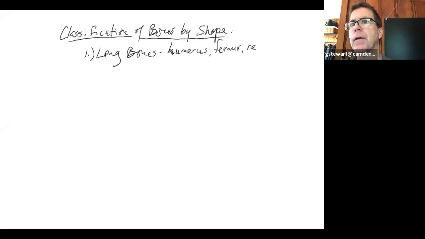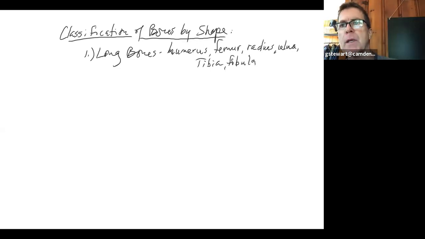Radius and ulna, tibia and fibula in the lower leg. Also, our finger bones would be considered long bones as well. I'm not going to list all of the long bones in the human body.